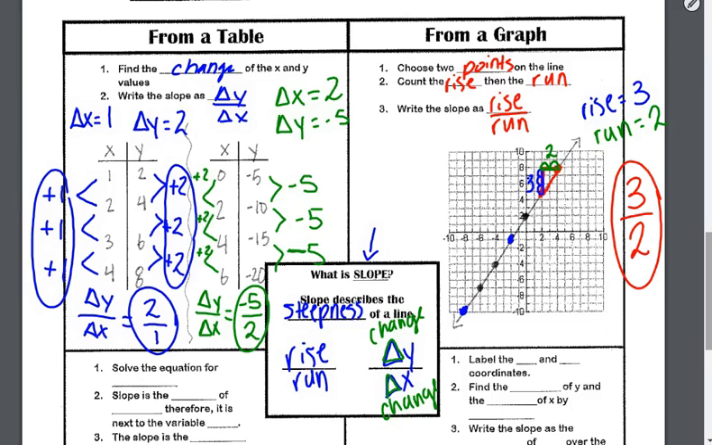Looking at the graph, we are starting at the left, going to the right. We are walking up the mountain. So it is a positive slope. So we can leave it as a positive 3 over 2.